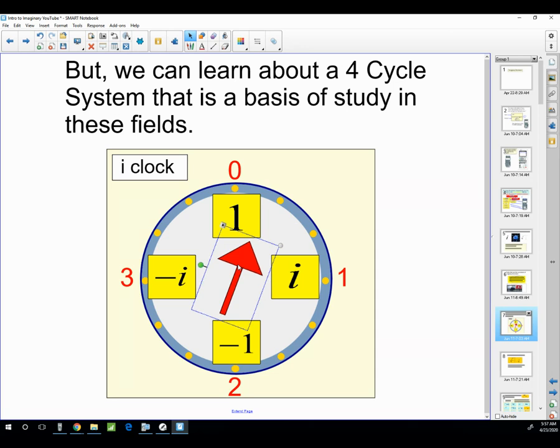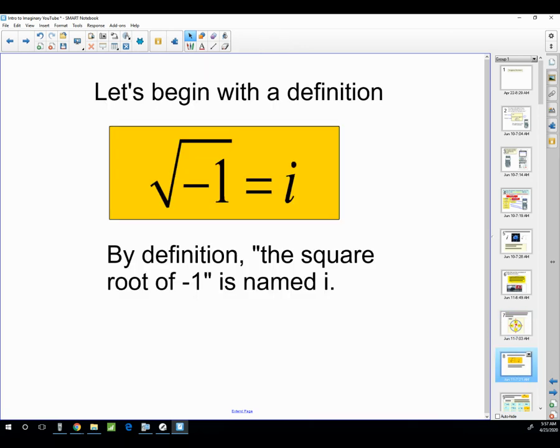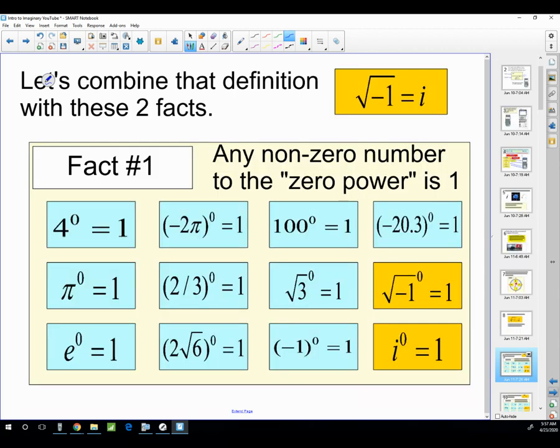Okay, so we've got this little diagram where we're going to spin this little spinner. Well, we've got to explain the diagram first, and it begins with a definition. The square root of -1 is i. Some mathematician decided that that's what its name is going to be. We thank them for that. And then we're going to build on that with a couple of facts.